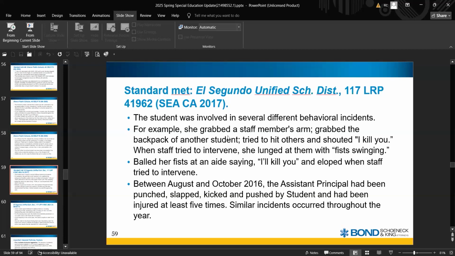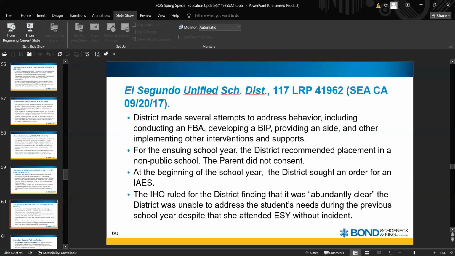Several behavioral incidents. This is El Segundo, California. Grabbed a backpack of another student, tried to hit others, shouting, "I'll kill you." Staff tried to intervene, and she lunged at them with fists swinging. Balled her fist at an aide saying, "I'll kill you." She eloped when staff tried to intervene. In a couple-month period, the assistant principal had been punched, slapped, kicked, pushed by a student, been injured at least 5 times, and similar incidents occurred throughout the year.